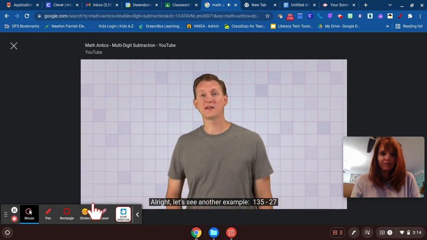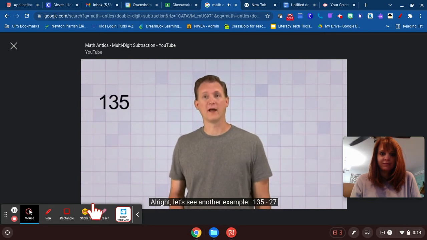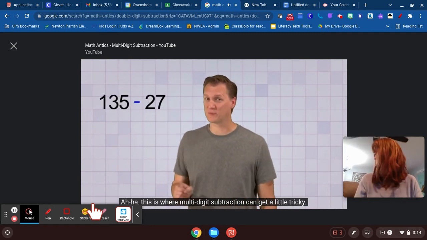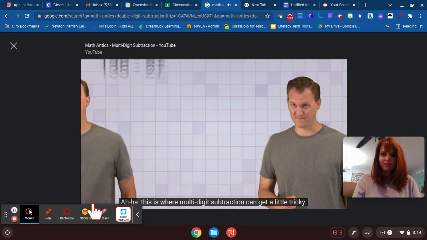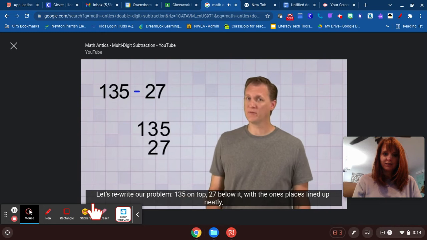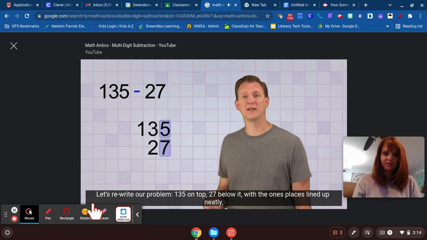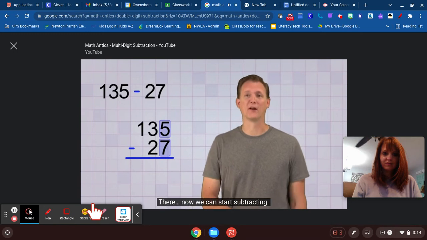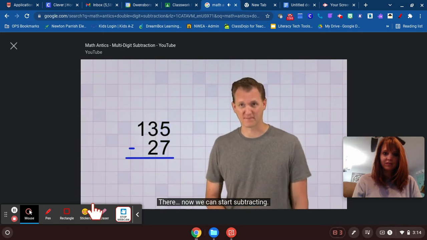All right, let's see another example. 135 minus 27. Aha! This is where multi-digit subtraction can get a little tricky. Let's rewrite our problem. 135 on top, 27 below it, with the ones places lined up neatly, and our answer line and subtraction symbol in place. There. Now we can start subtracting.